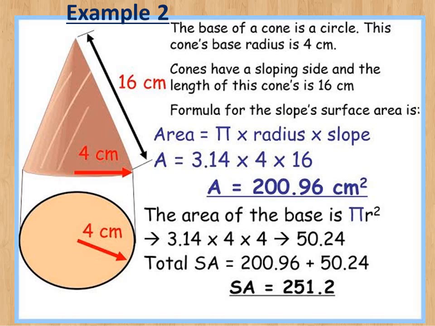200.96 centimeters squared. The base is circular, and therefore the area is pi r squared, which will be given by 3.14 times 4 the radius times 4 the radius, and that gives you the base area as 50.24. And therefore, the total surface area is 200.96 plus 50.24, which will give you the total surface area as 251.2 centimeters squared.